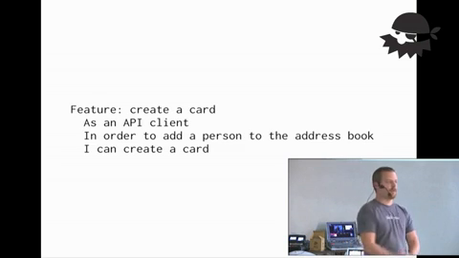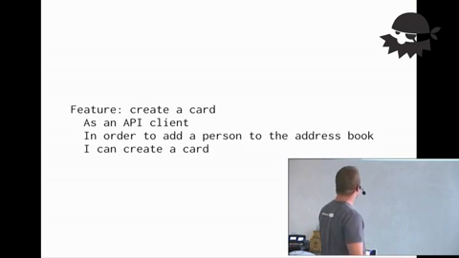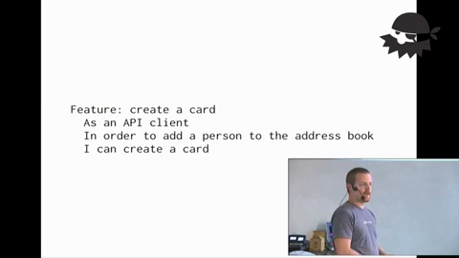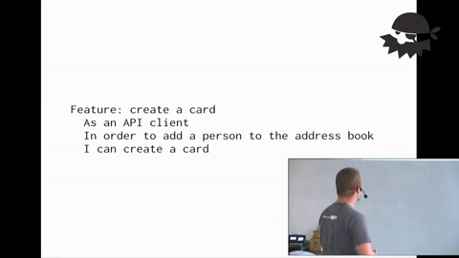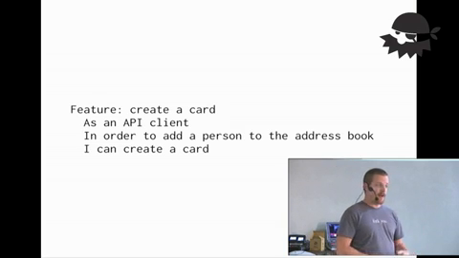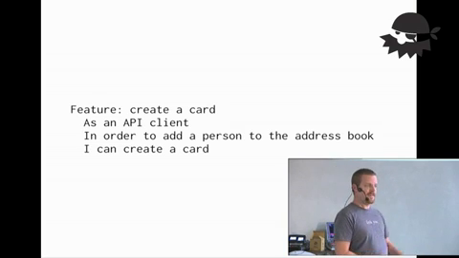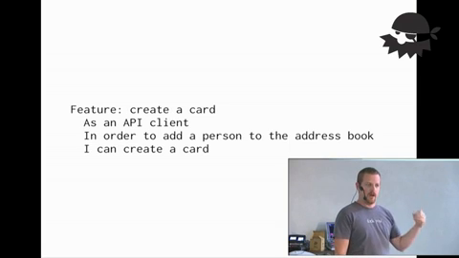So this is the description of the first feature that I wrote when I was putting together these test apps. I'm building a little address book. And in my address book, I can have cards, cards representing a contact in my address book. So as an API client, the role that I have, in order to add a person to the address book, I can create a card. This doesn't actually do anything, but this right off the top describes the behavior of this particular feature, okay?